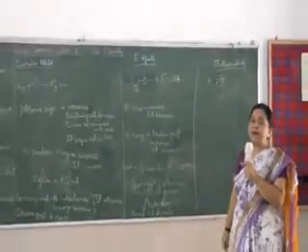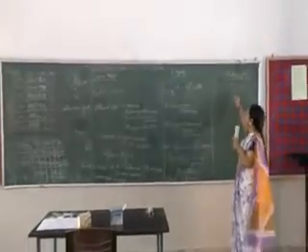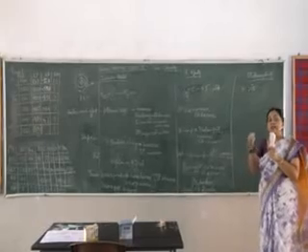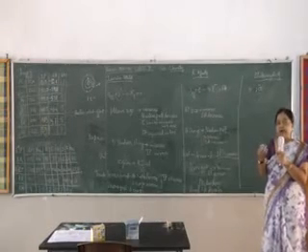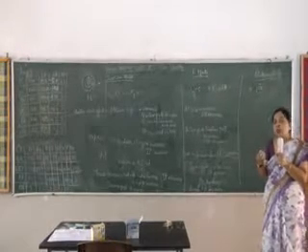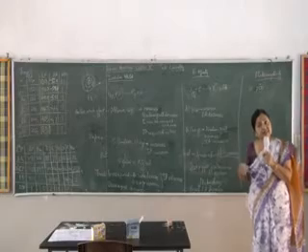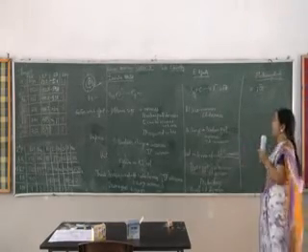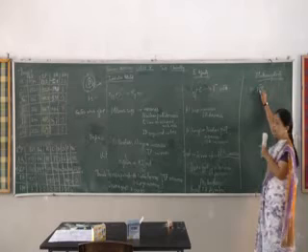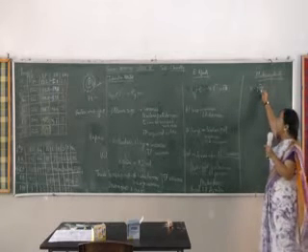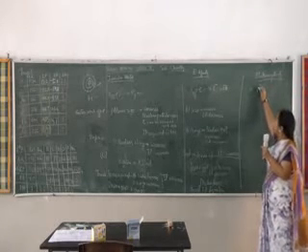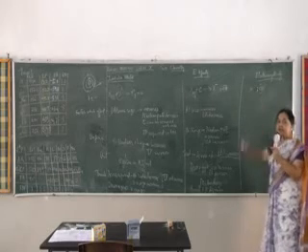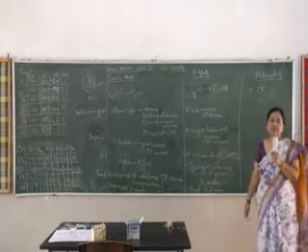Now, why does this happen? This tendency of one atom in a molecule to draw the shared pair of electrons in a chemical bond towards itself is called electronegativity. So what is electronegativity? The tendency of an atom in a molecule to draw the shared pair of electrons towards itself is called electronegativity.